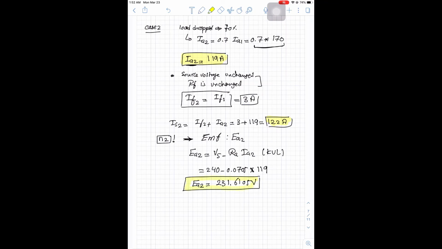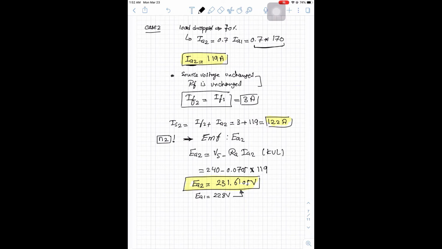The EMF in case 2 is 231.7. Compare this value to 228 volt, EA1. As you can see, there is a jump in EA. And why is there a jump in EA? Because the speed will go up. And why will the speed go up? Because you removed part of your load. Whenever you reduce the load on your machine, the speed will go up. So think about your car if you are going downhill. Now you remove part of the load. So what will happen? Your car will accelerate. Your speed will go up.